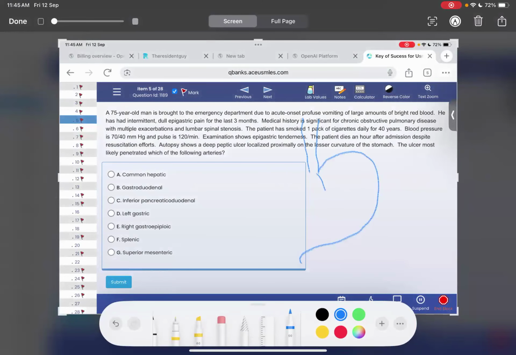So I think you have to do this by yourself. This is the lesser curvature. So which artery supplies this part?